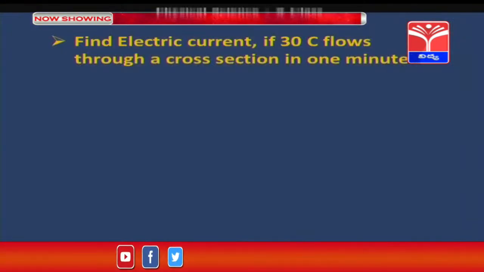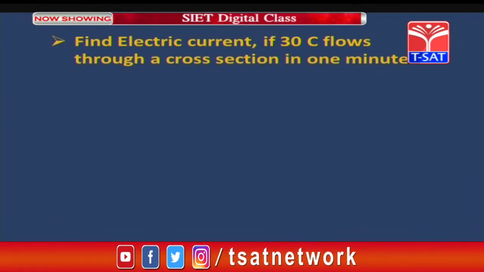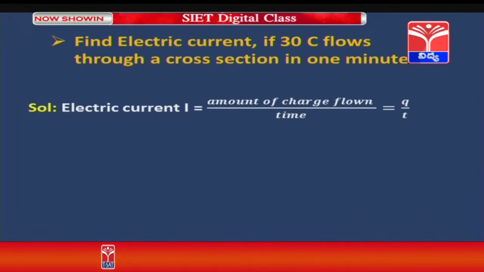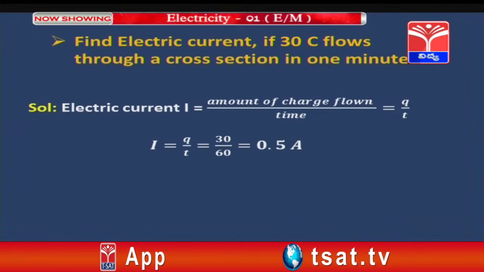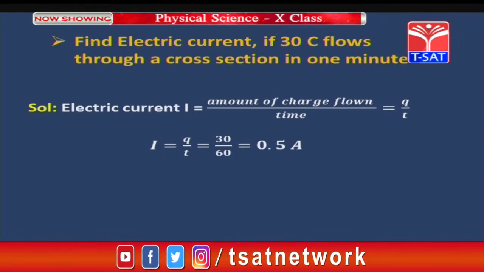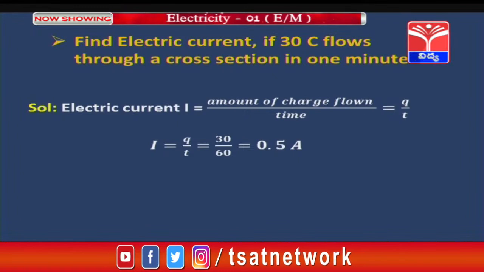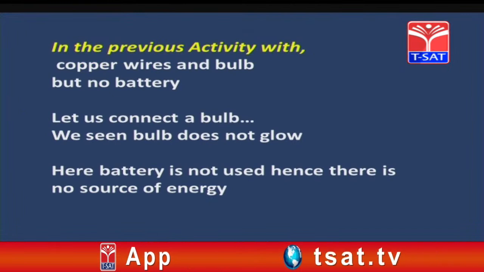Let us do a numerical now. Find electric current if 30 coulomb charge flows through a cross section in 1 minute. Electric current is given by the amount of charge flown by time, which is equal to Q/T. Charge is 30 coulomb and time is 1 minute, that is 60 seconds. We have to convert everything to SI units, and so current is equal to 30/60, which is equal to 0.5 ampere.